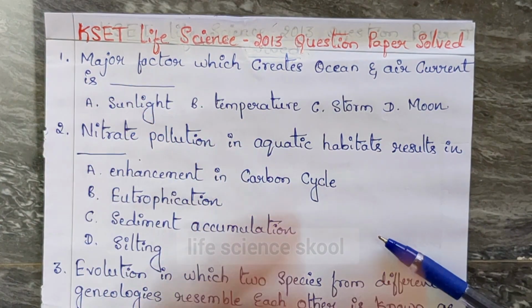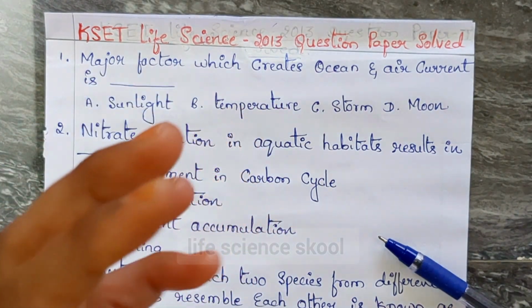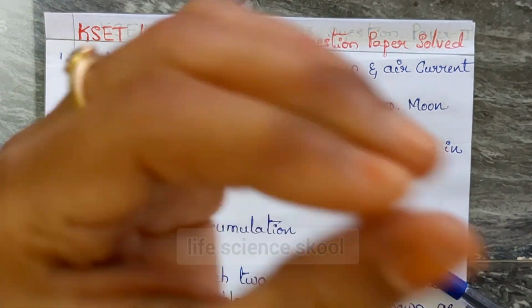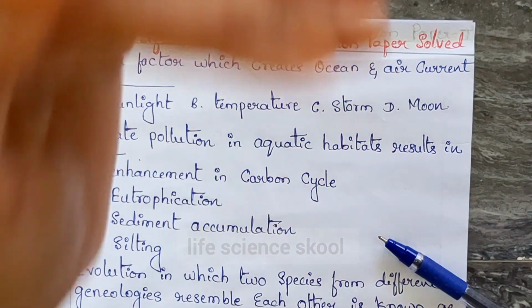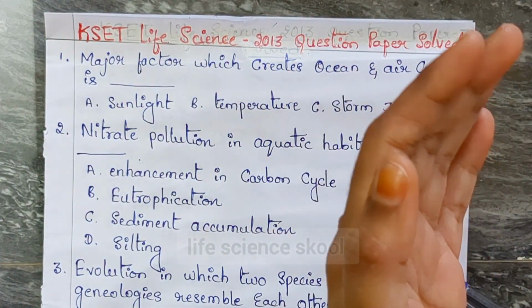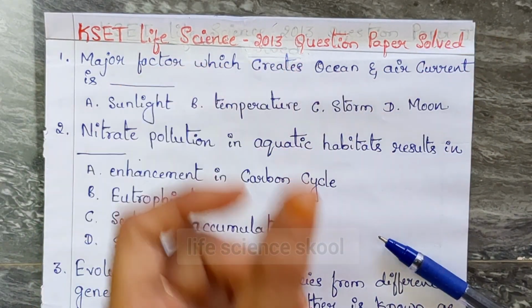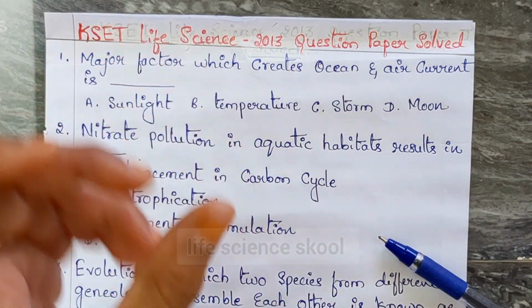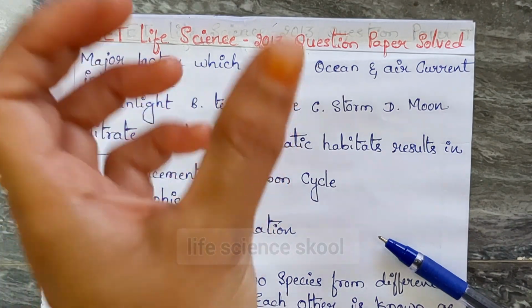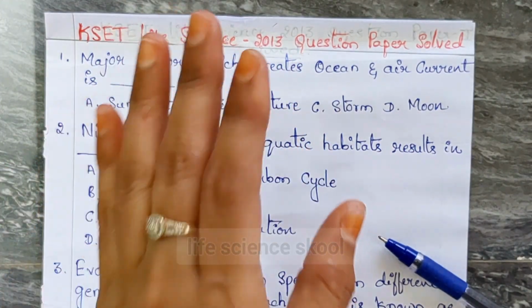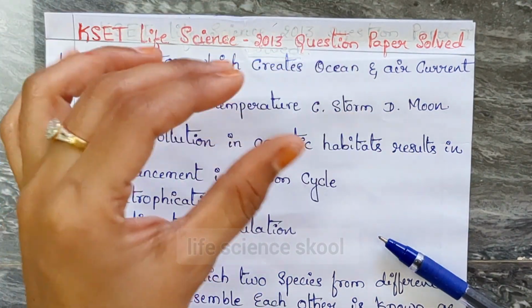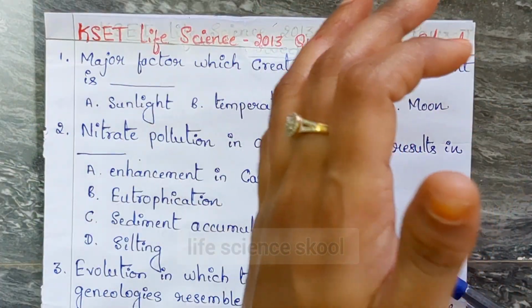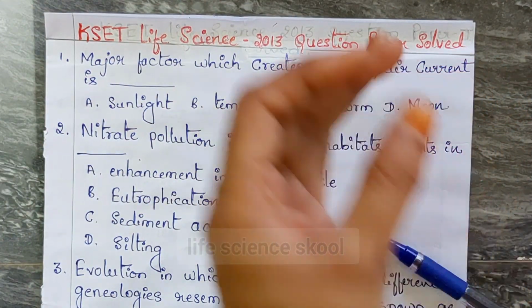How temperature creates an air current or an ocean current: temperature makes the water warmer, and warm water is less dense than cold water, so it tends to rise to the surface and creates a current. That is the temperature role here. Second one, salinity. Salinity means saltiness. Salt water is denser than fresh water, so salt water sinks to the bottom and fresh water stays at the top, and it creates a current. That is another one.